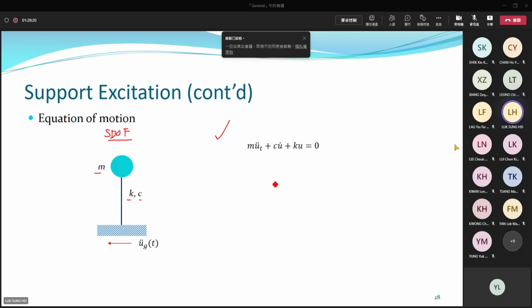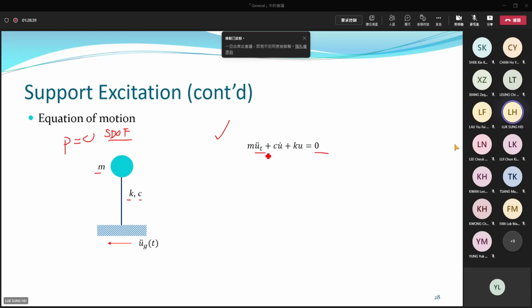But you can see one interesting thing. On the right-hand side, 0. Because the system has no applied loading, P equals 0. So when you set up the equation of motion, P is 0: m u double dot t plus cu dot plus ku equals 0.